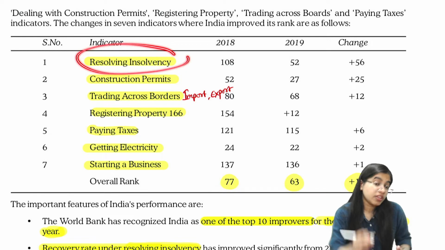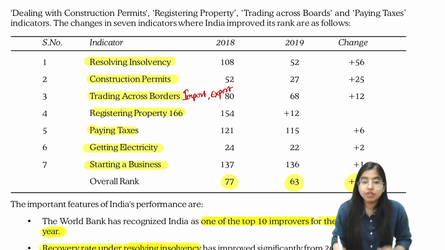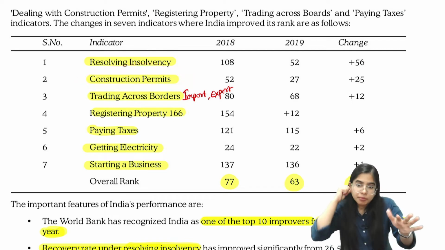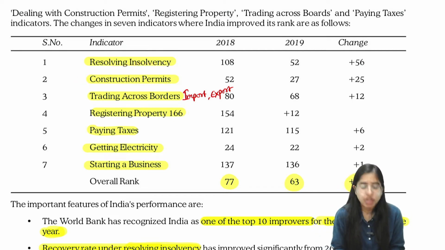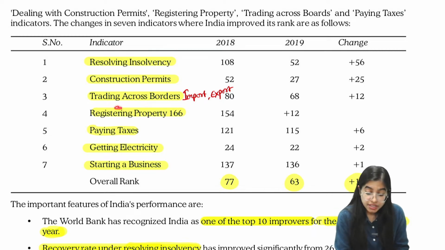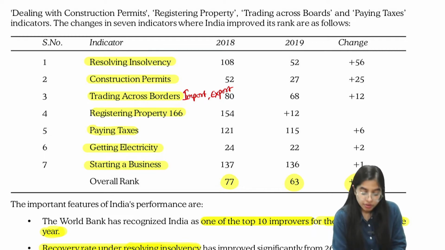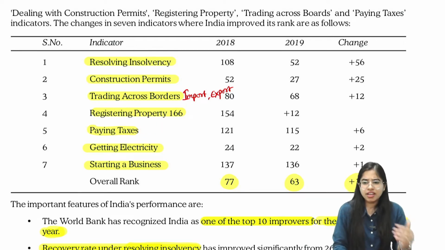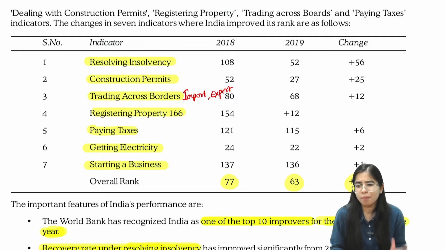So we see whether in your country it is easy to resolve insolvency or not, whether you give construction permits easily or there is a lot of hassle, whether import and export is allowed, trading across borders, whether registering property is easy or not, what your tax rules are, whether there is a lot of tax complication or paying taxes is easy, and whether it is easy to generate electricity in India.